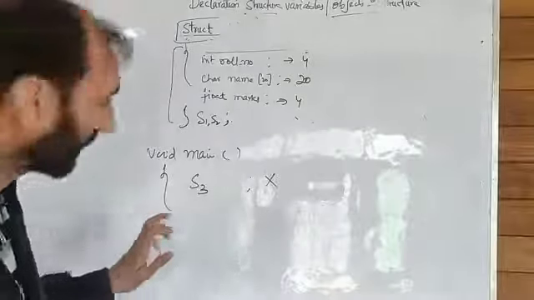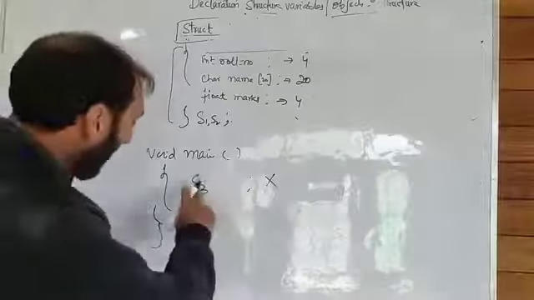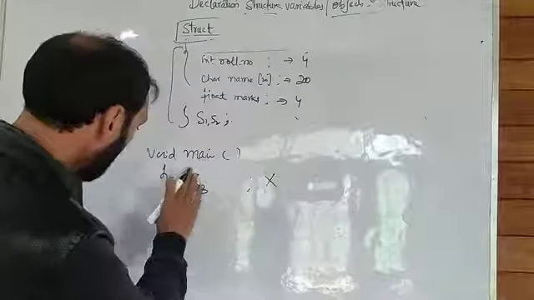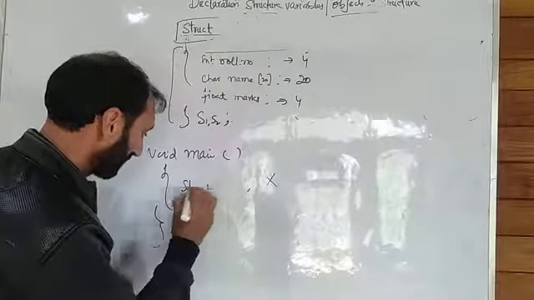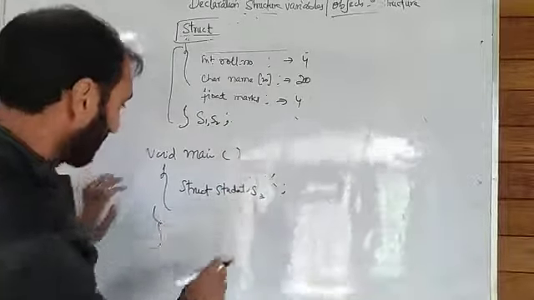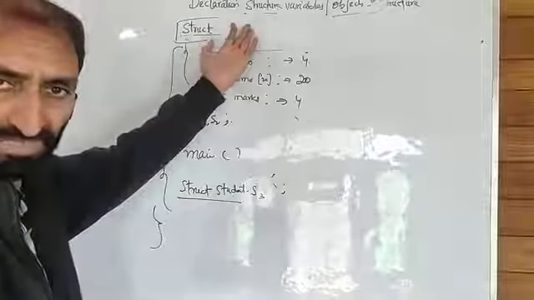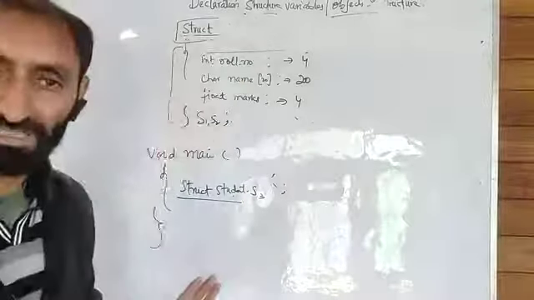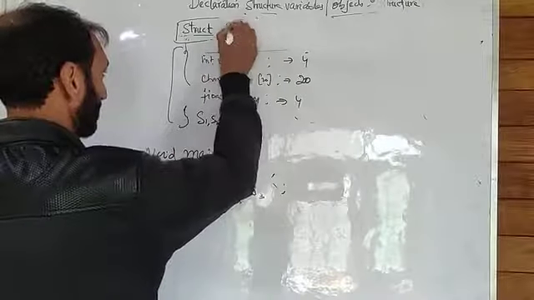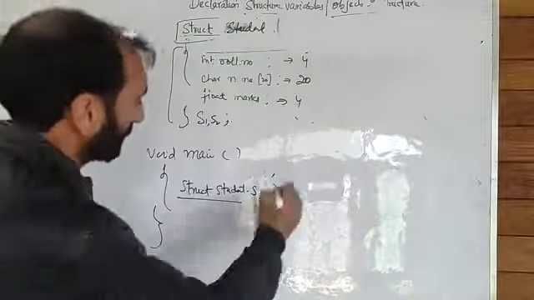It will show me an error because the compiler will not understand to whom this S3 belongs, because there is no name of the structure. If I write here struct student S3, the compiler will search for this struct student where it is, but here there is no name, so it will show me an error. Then it is mandatory to write here the name of the structure, for example, student. Now it is okay.